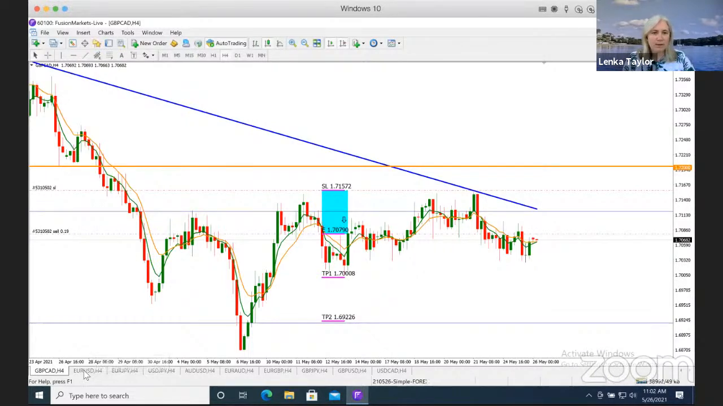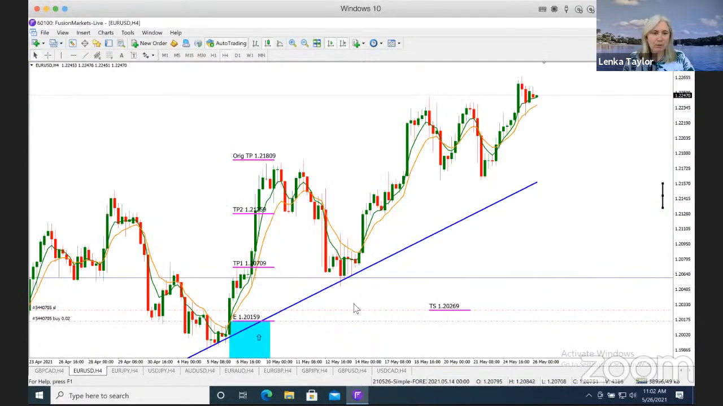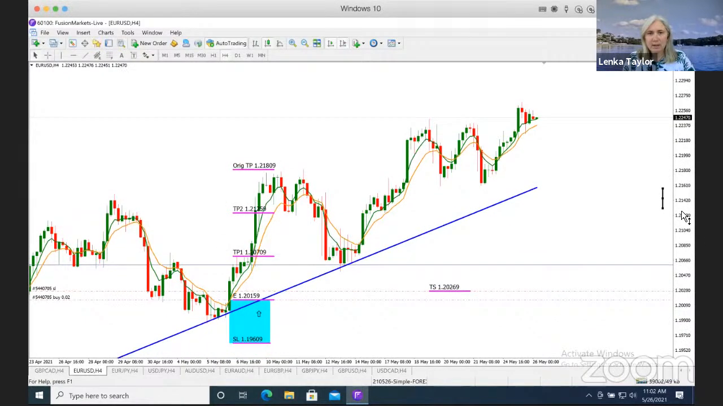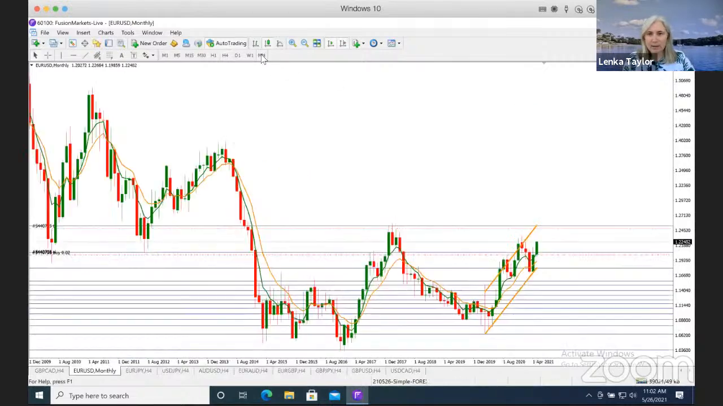All right, next currency pair I'm going to have a look at is Euro USD. So Euro USD, still in. I entered a couple of weeks ago over here. The price has been going steadily up. In terms of the monthly, I'm still looking for a long all the way to this area where the next horizontal level is.